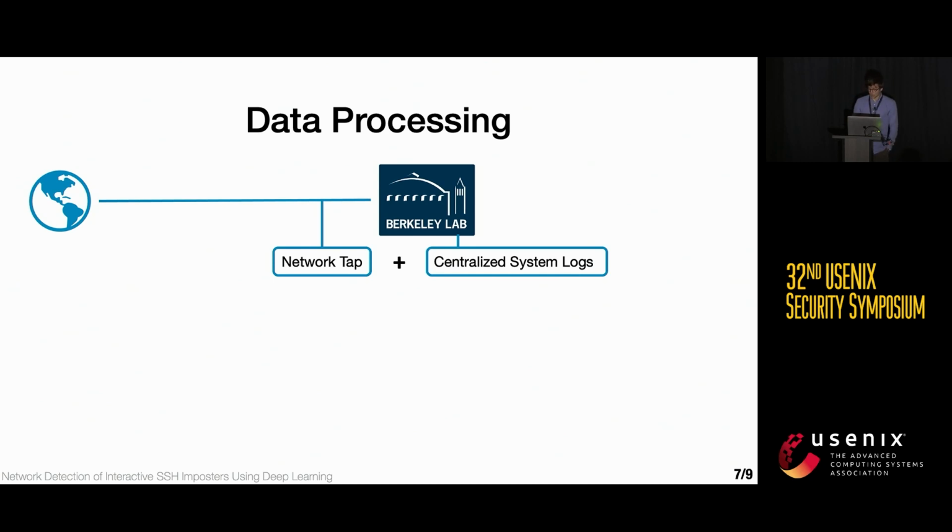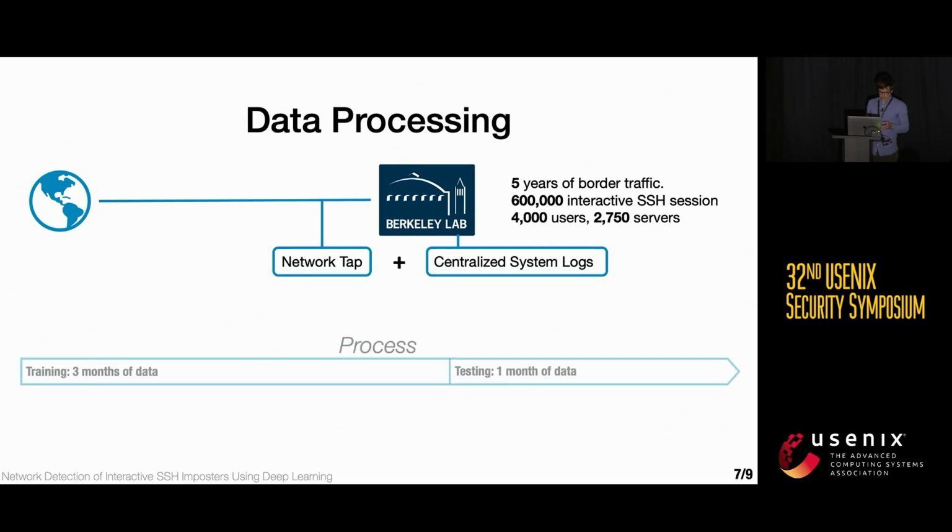And why this is cool, because with these 2 sources of information, we're able to build over 5 years of border traffic, over 600,000 interactive sessions with 4,000 users and almost 3,000 servers in a real network with zero congestion. So this is kind of a gold mine for being able to evaluate our system. And the process is the following.